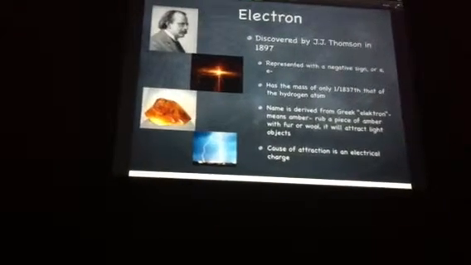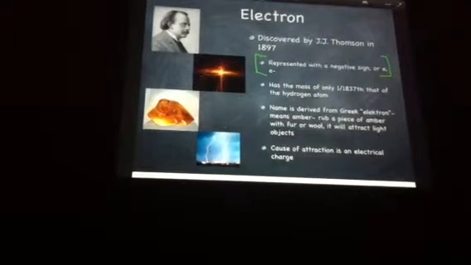The electron was discovered by J.J. Thomson in 1897. It's represented with a negative sign, with an e, or an e minus. I will use all three of these, so get used to that. It has a mass of only 1/1837 that of the hydrogen atom.